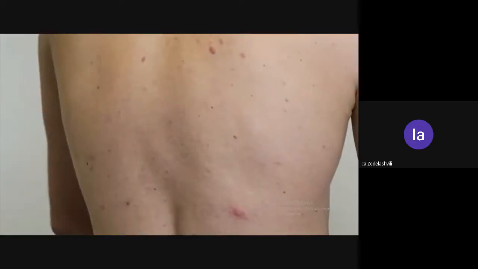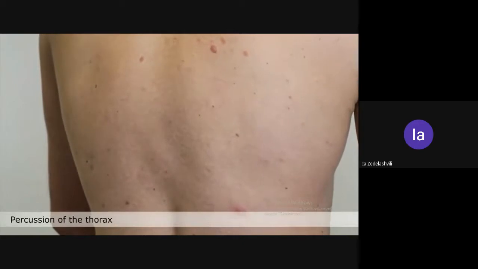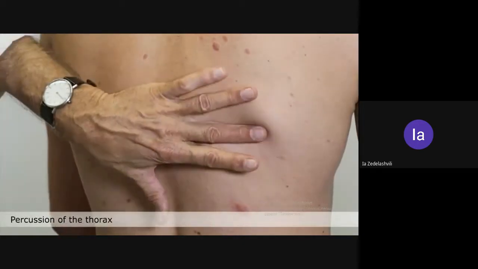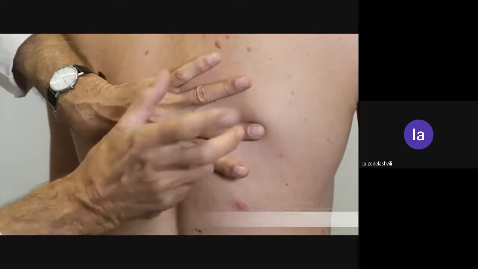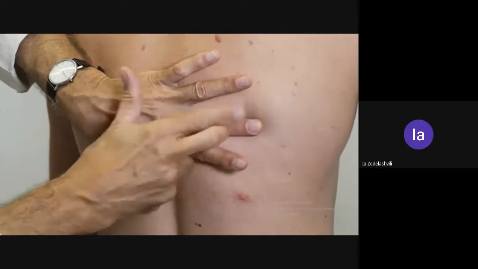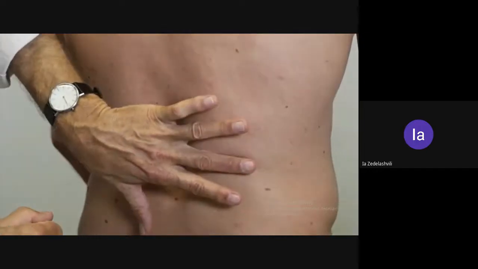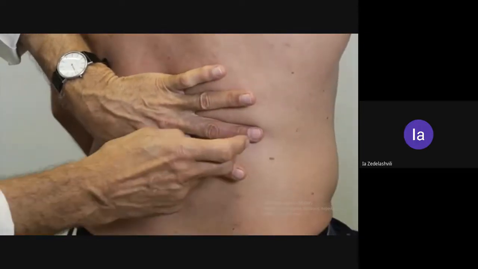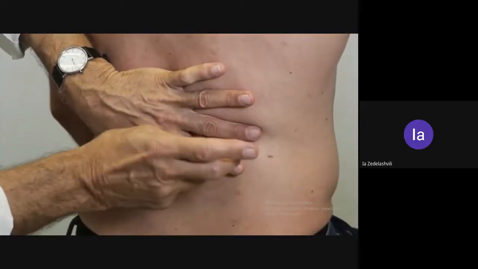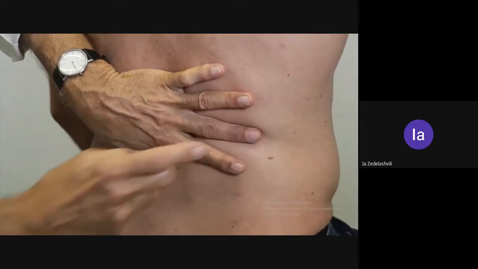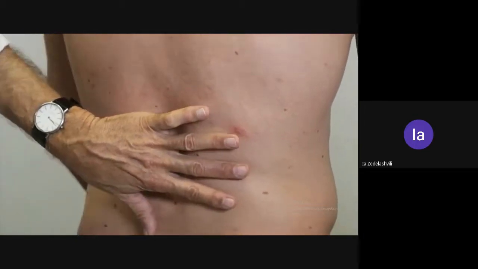Now begins the percussion of the lungs. The examiner places one middle finger firmly on the patient's chest and strikes it with the middle finger of the other hand. Physiologically, the air-filled pulmonary tissue should produce a resonant sound. Below the level of the lungs, percussion produces a dull sound.